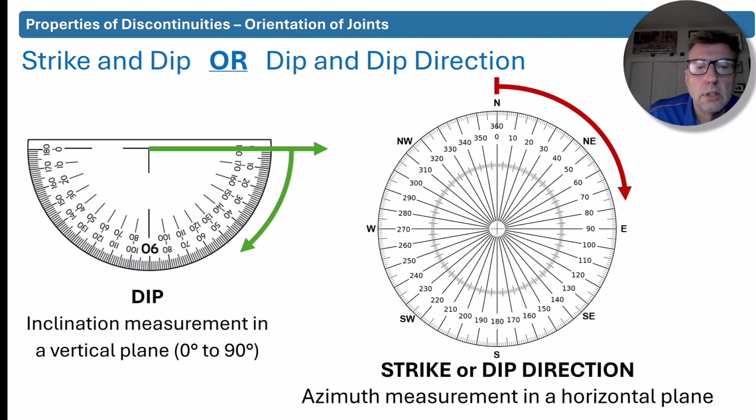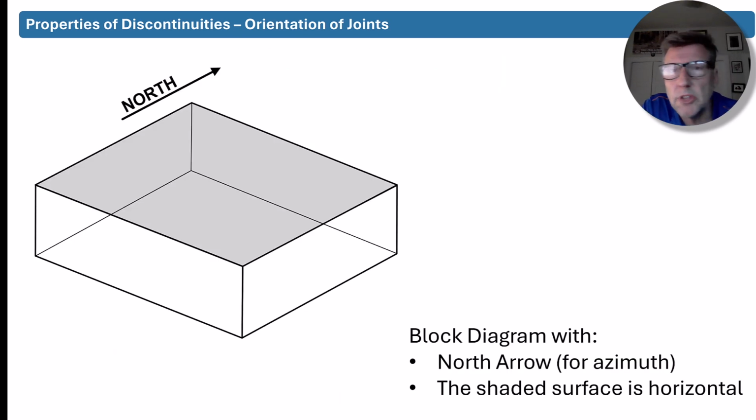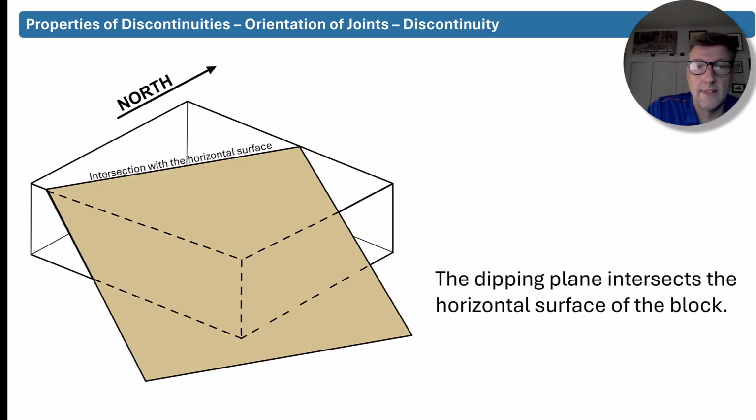Let's take a look at how these measurements are made. Let's begin with a block diagram with a north arrow. The top of the block, which is shaded gray, is a horizontal surface. We need the north arrow for our azimuth reading, which is our strike or our dip direction. Next, let's add a planar feature. The planar feature intersects the horizontal plane and is inclined at an angle downwards from the horizontal plane or the horizontal surface.